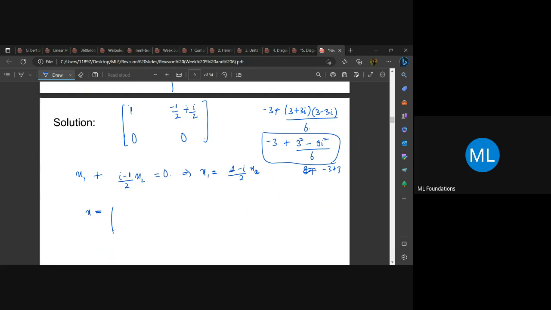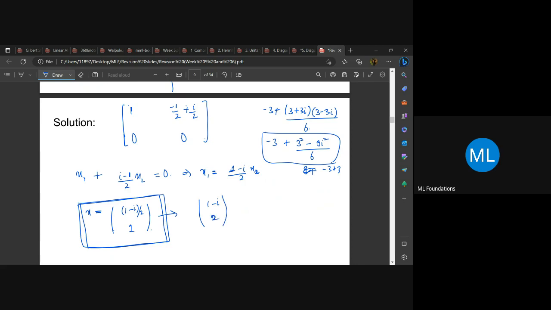So if you take x1, x2 to be 1, x2 can be 1 minus i by 2. So any scalar multiple of this is also your eigenvector. If you want to get rid of this by 2, you can just write 1 minus i and 2.